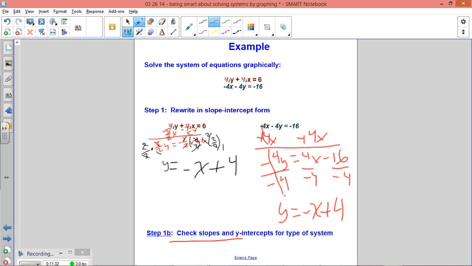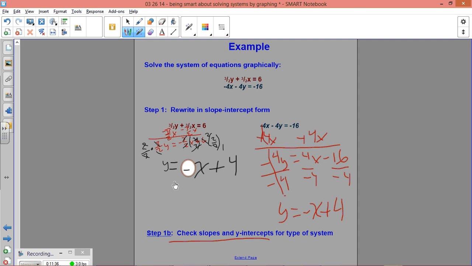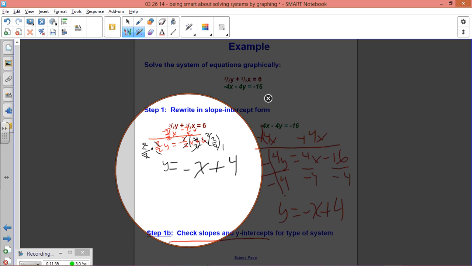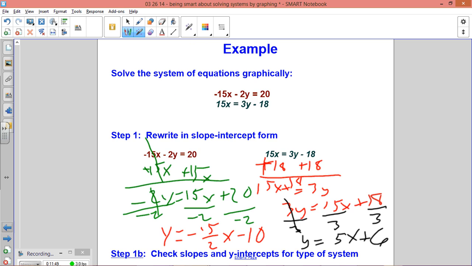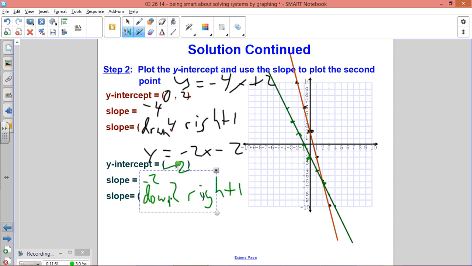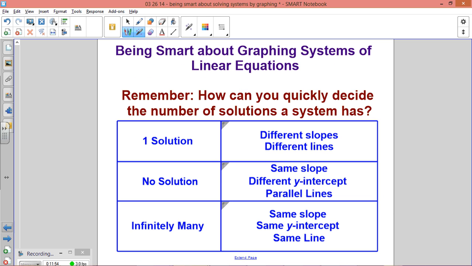Now I'm going to check my slopes and my y-intercepts. Notice the slopes, negative 1 here and negative 1 here, tell me the slopes are the same. I check my y-intercepts. I have the same y-intercept. Look what I can do now. I can go back to this table here, which I want you to do every time you solve one of these by graphing. Where do I see same slope, same intercept? Right here. So I know my solutions are going to be infinitely many before I do any graphing.